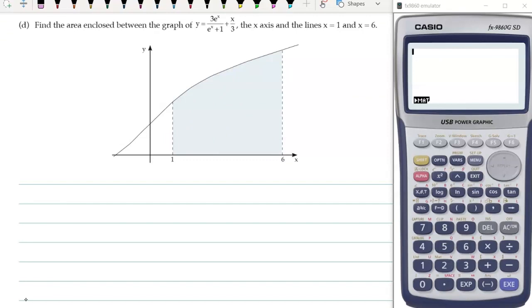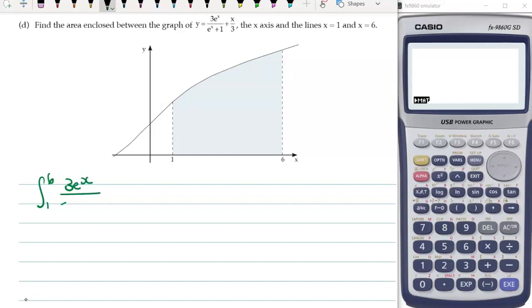For part D, we are doing the area under a curve, so we go between 1 and 6, and we're integrating 3e to the x over e to the x plus 1, plus x over 3 with respect to x. Okay, this first term, we have the top is a multiple of the derivative of the bottom, which means that our answer is the natural log of the bottom, but then we need to see what we have to multiply it by. If I was to differentiate e to the x plus 1, I'd get e to the x, so we need to make this 3 times bigger. And then a third of x, if we integrate that, is going to be x squared divided by 6.